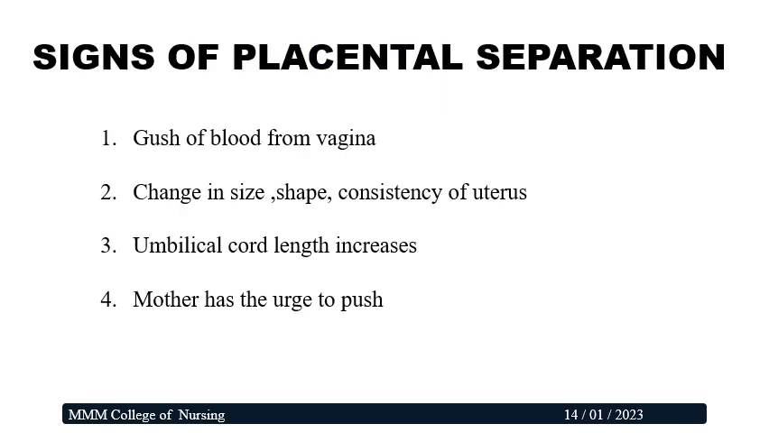Signs of placental separation. These are the 4 signs of placental separation: gush of blood from the vagina, change in size, shape and consistency of the uterus, umbilical cord length increases, and the mother has the urge to push. These are the signs of placental separation.